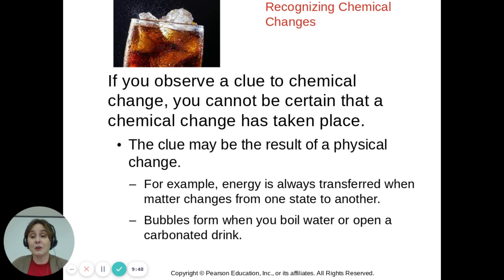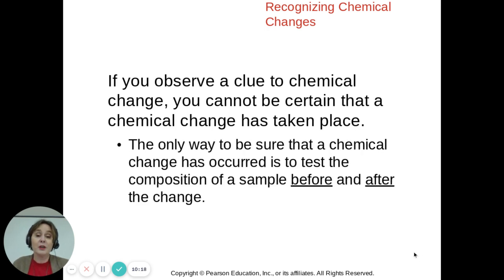You open up a Pepsi or Coke, Dr Pepper, those bubbles are going to form because what you've got in the sealed bottle or the can is carbon dioxide stored in there, and it's going to escape when you open up that drink. But those bubbles are not a sign that we have a chemical change happening. So that's why we're saying it's a possibility out of those four possibilities I listed a little bit earlier. The only way to be 100% sure that a change has occurred is to test the composition of a sample before and after the change.